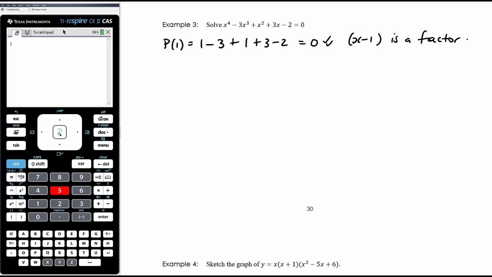Okay, so we found one, x minus 1 is a factor. We've got negative 2 here, so it can't be that complicated. Let's see if negative 1 works as well.